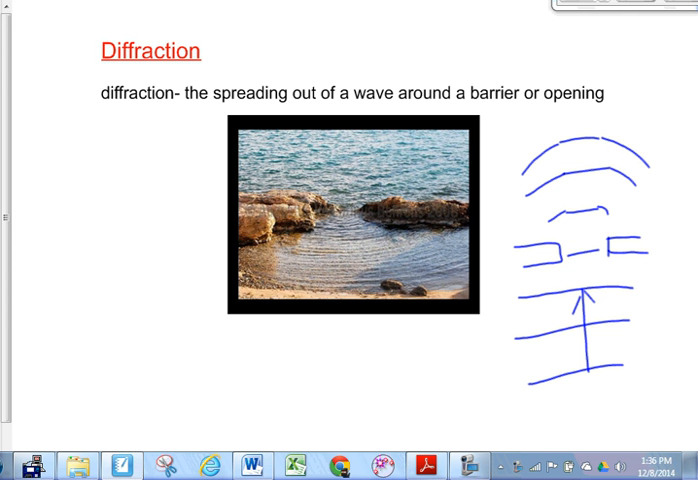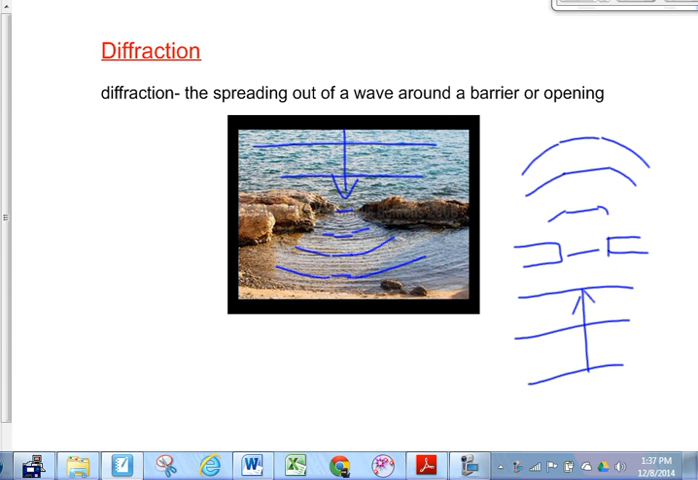I found on the internet, though, a nice picture of real diffraction taking place with real water waves. And you can see this pretty clearly, I think. The water waves are coming in like this. They strike the barrier, and then what happens? Well, they go through a little opening in the barrier, and they spread out around the barrier like this.